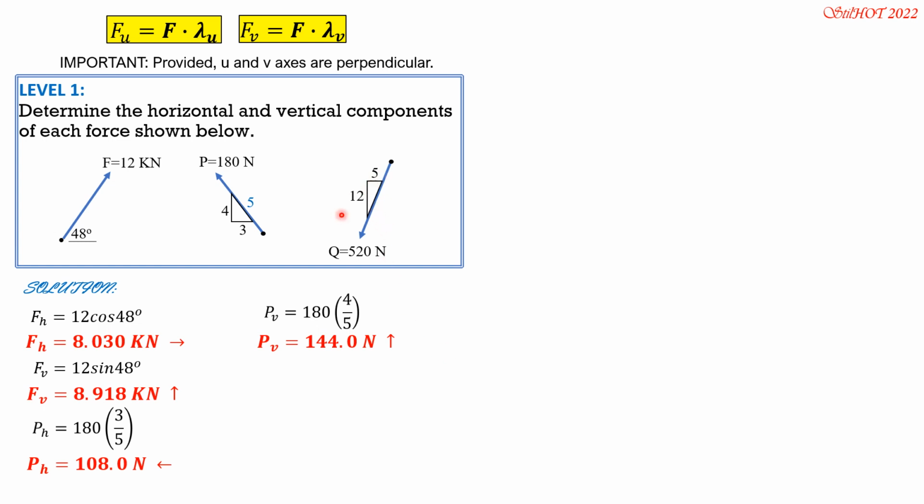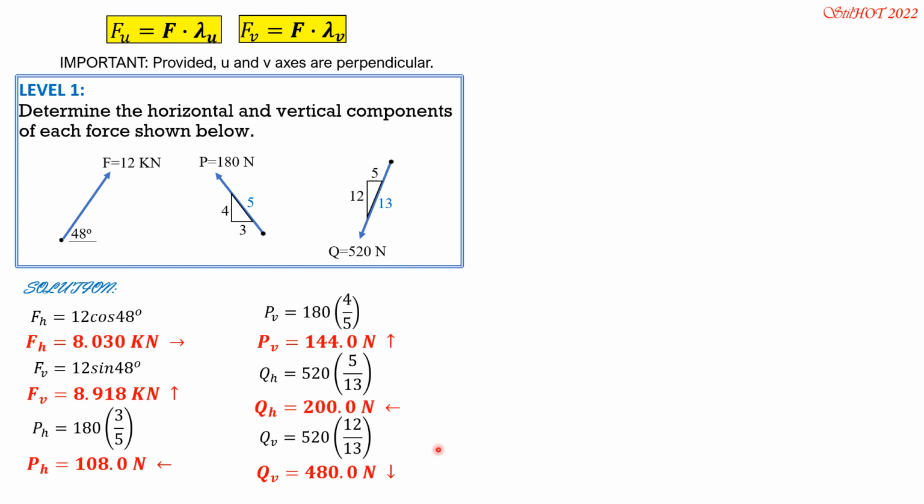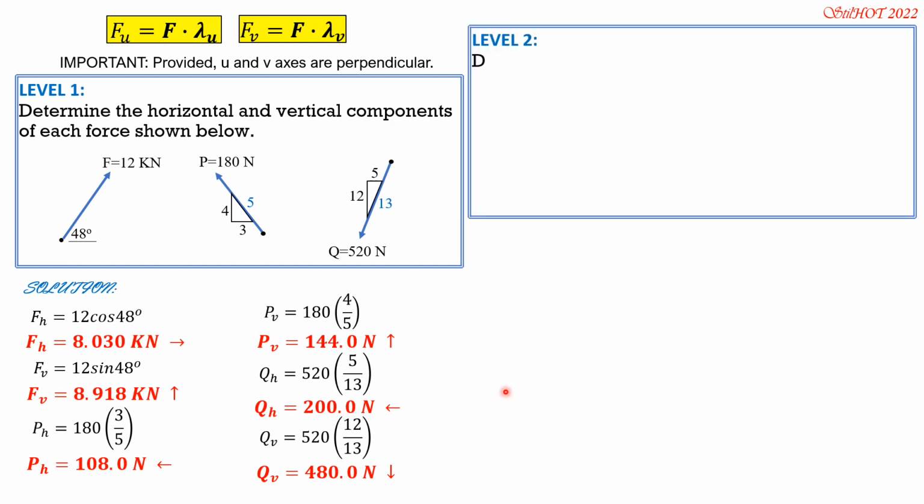So 5, 12, so the hypotenuse is 13. Q sub h is equal to 520 times the x component of distance 5 over hypotenuse 13. So 520 times 5 over 13, so QH is 200 newtons leftward. Then finally Q sub v is 520 times 12 over 13. So Q sub v is equal to 480 newtons downward.